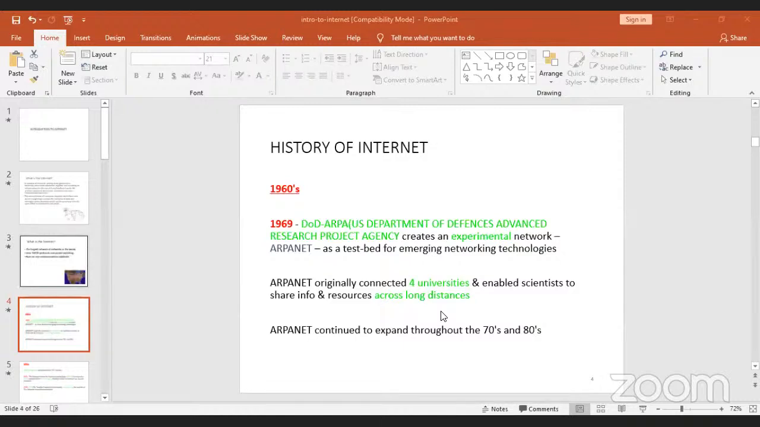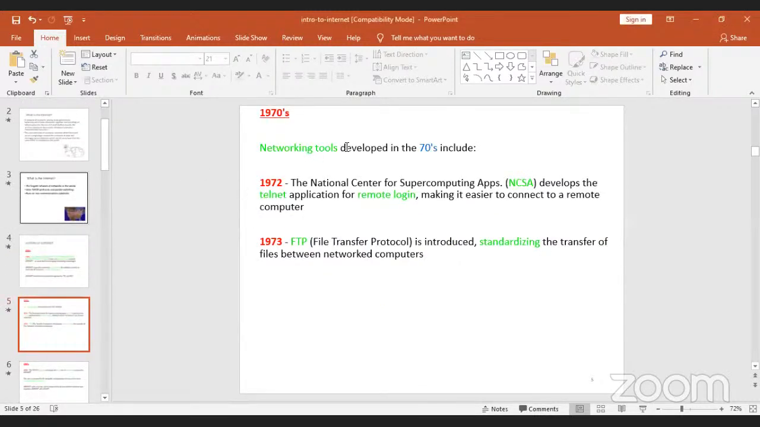So the ARPANET continued to expand in the 70s and 80s, and the functionalities continued to expand in the 70s. In 1972, the National Center for Supercomputing developed the Telnet application for remote login, making it easier to connect to a remote computer. In 1973, a protocol was created called File Transfer Protocol. It was introduced, meaning that the transfer of files between network computers was standardized.